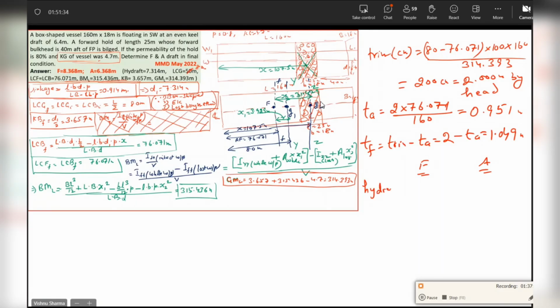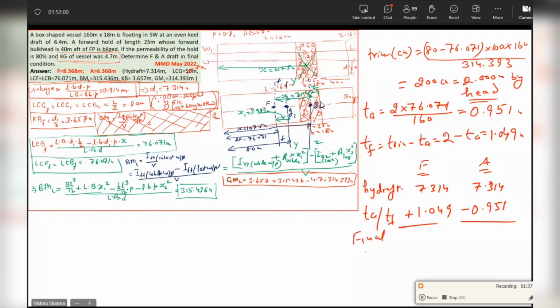Now the final drafts forward and aft. Initial draft 7.314, 7.314. TF will go under forward, TA will go under aft, 0.951. Final trim is by head, so TF will be added and TA will be subtracted. And the final drafts I'm going to pick up from the answer.